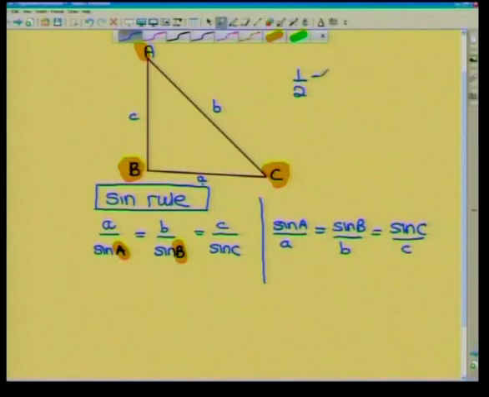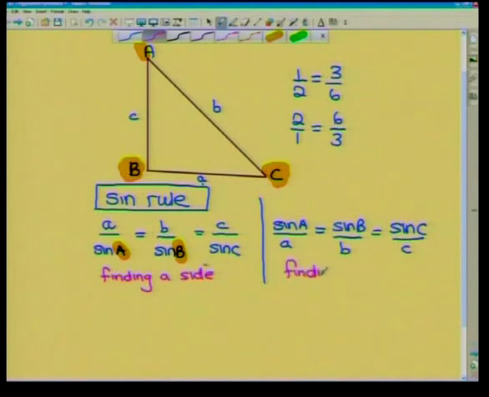If I've got a half, do you agree with me? It's actually equal to 3 over 6. Because I could cancel that down and still get a half. Now, if I turn that one over, as long as I turn this one over, I will also get a true statement, because 2 is equal to 6 over 3, which is also 2. So all I'm doing here is I'm changing these fractions all around. Now, why do I do it? Well, it's actually easier if I'm finding a side to use this one, and if I'm finding an angle to use this one.